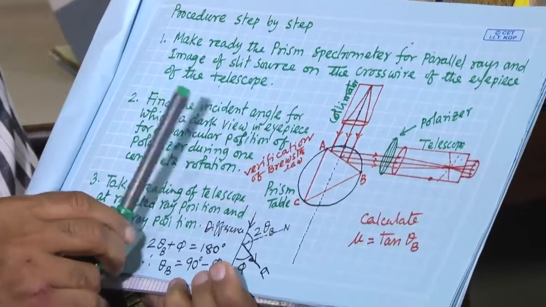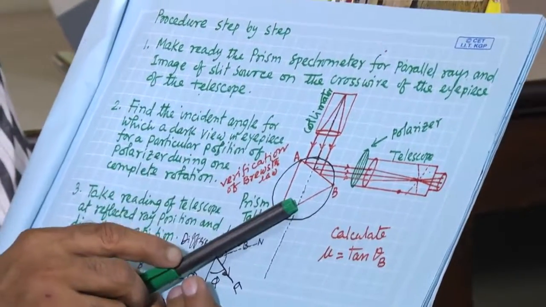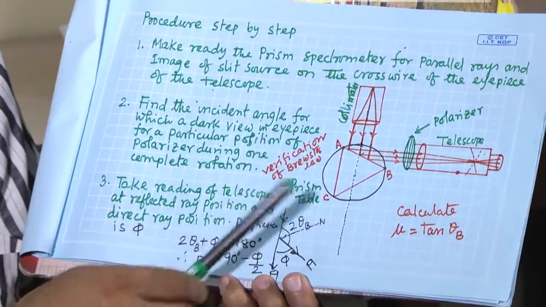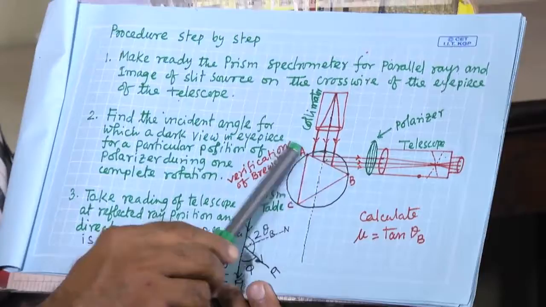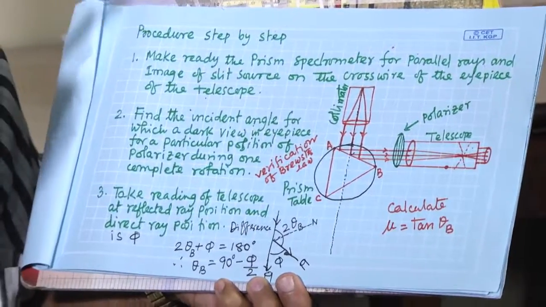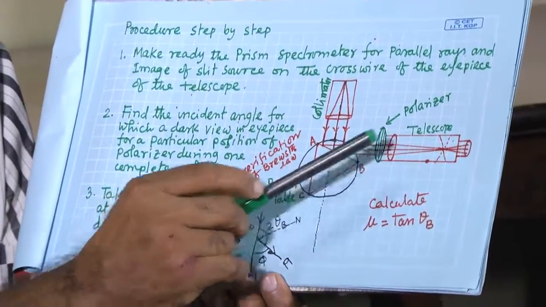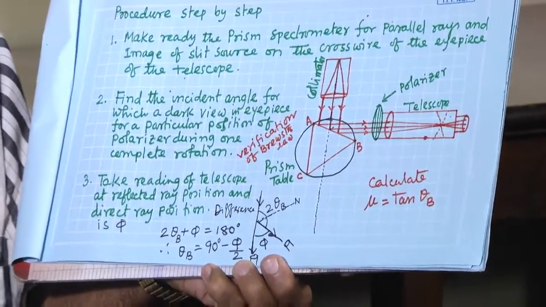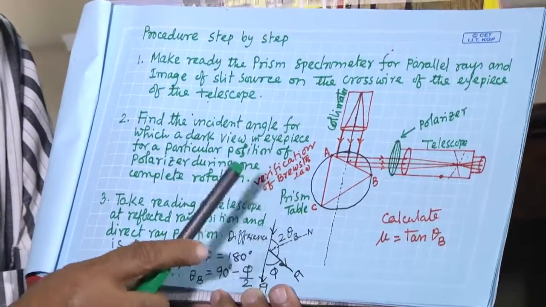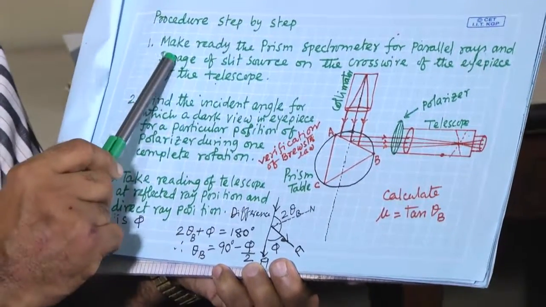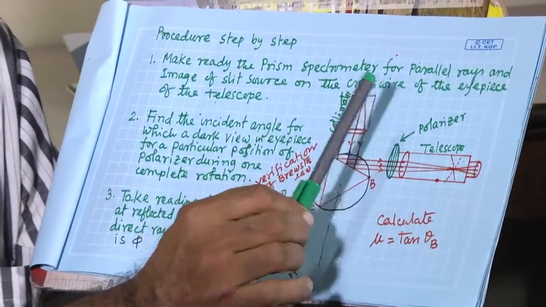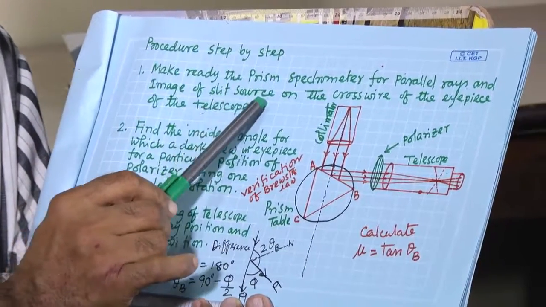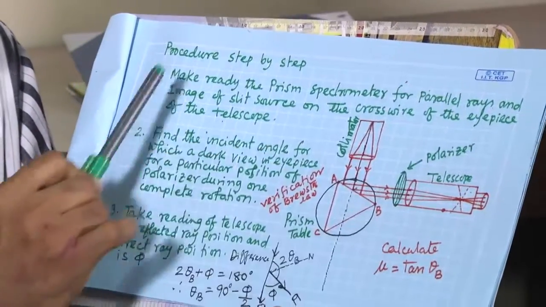So, we will use the prism table and we will use a prism, or one can also use a glass slab, okay. But we will use the refracting surface of the prism because we will look at the reflected light, okay. So first we have to make ready the prism spectrometer for parallel rays and image of the slit source on the crosswire of the eyepiece of the telescope.